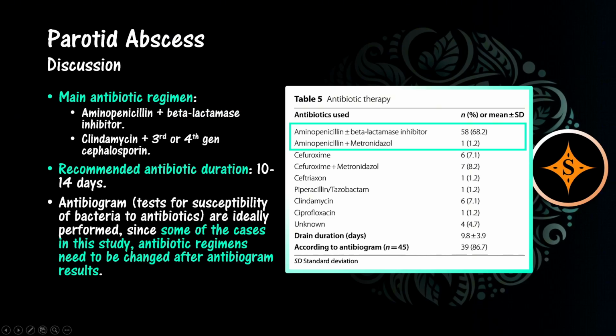For the main antibiotic regimen, usually what's implemented is aminopenicillin plus beta-lactamase inhibitor, and for atypical cases or suspicion for anaerobes, sometimes clindamycin plus a third or fourth generation cephalosporin is also given. This regimen is recommended for 10 to 14 days, and ideally it is readjusted according to antibiogram, meaning these are initial antibiotics because they have wide coverage. It kills a lot of types of bacteria. Once antibiogram results show up, meaning we know what more specific weapons can kill these bacteria, we readjust the therapy to one that uses the more specific weapon.